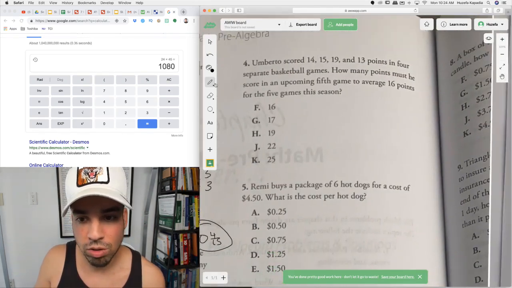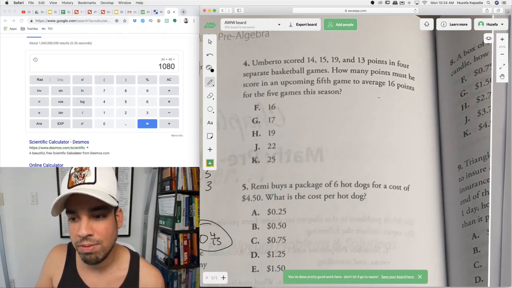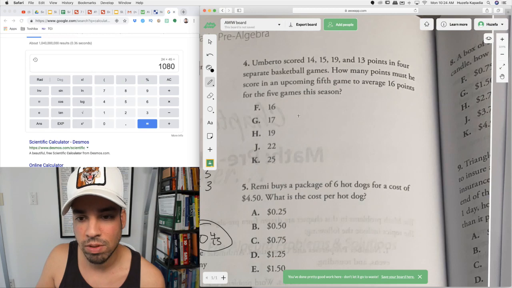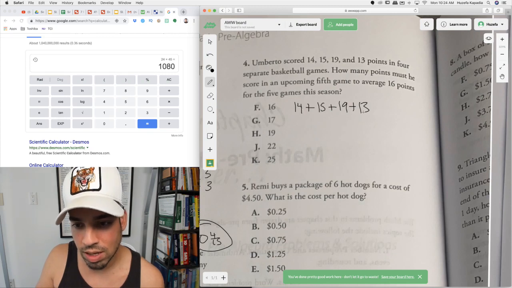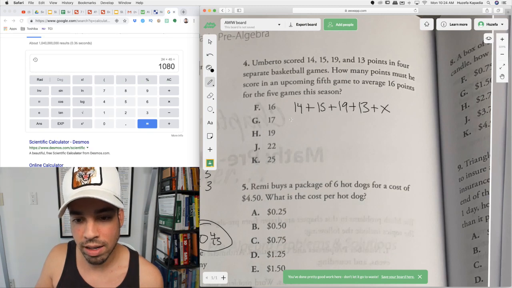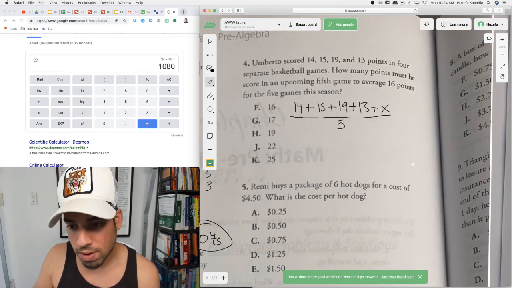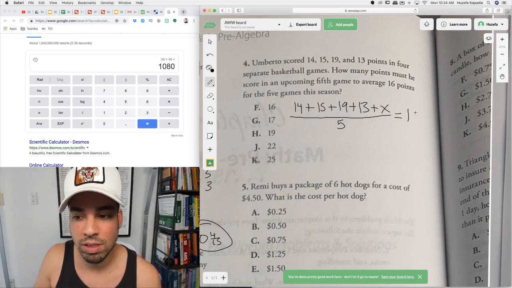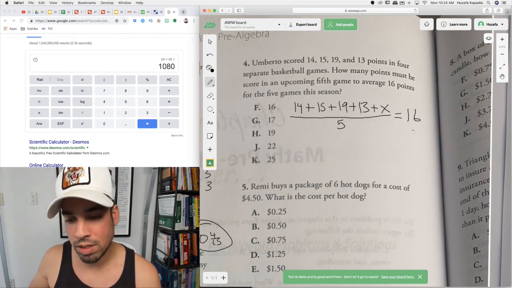Next, Umberto scored 14, 15, 19, 13 in 4 separate basketball games. How many points must he score in the upcoming 5th game to average 16 points for the 5 games? So the setup here is, first of all, how do we calculate the mean? We add up all the values, 14, 15, 19, 13, and then one unknown because we're adding in a 5th game. So 1x, and we're taking the average of these 5 games, so we have to divide by the number of games, which is 5, and we want this to equal 16. You see how I sort of set up a mean equation to calculate the mean here.